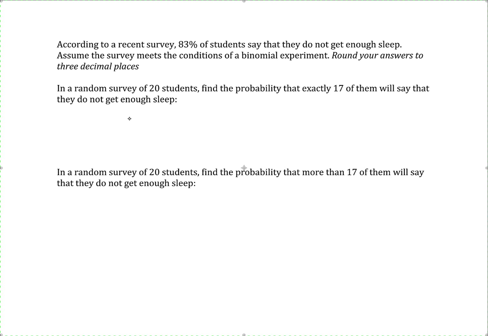So, when answering with binomials, we just need to make sure we come up with the important inputs, which the 2 most important are n and p. N is the number of trials in the experiment, p is the probability of success. So we have a random survey of 20 students, and the probability of success is 0.83 because 0.83 say they do not get enough sleep. And what we want to observe is that exactly 17 of them, so x is equal to 17.